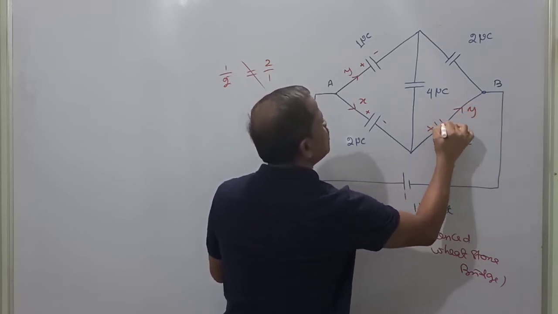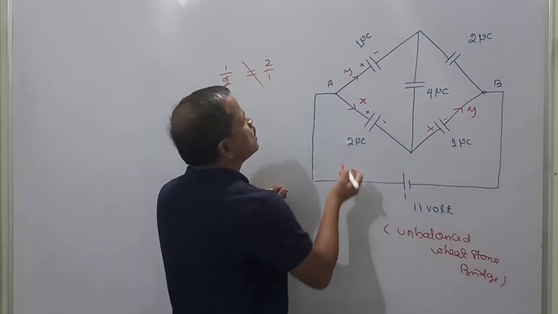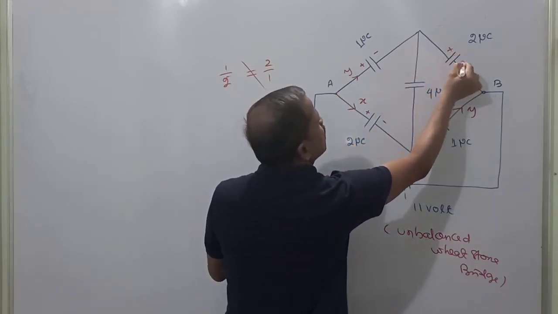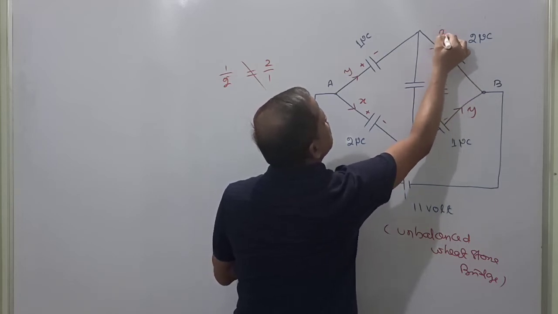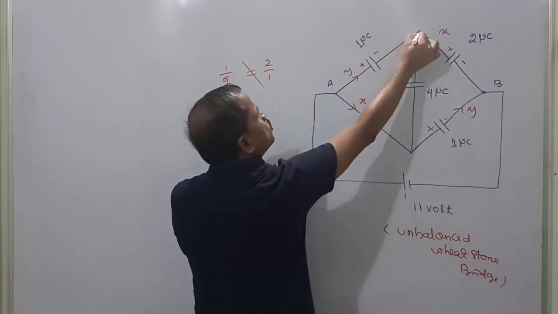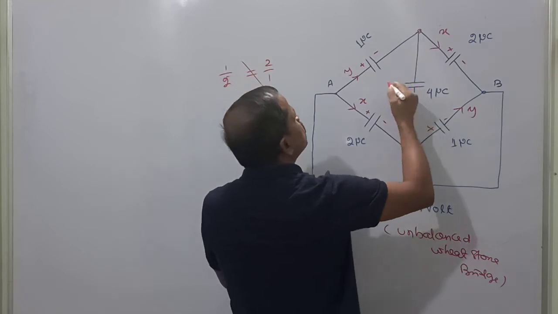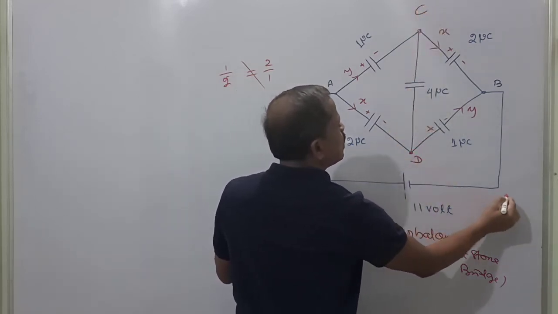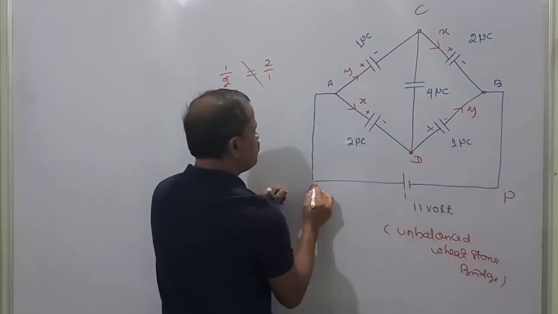Again it will be positive and negative. Since it is x, here it will be x. It will be plus, minus, and x. Now come to the junction. Let the name of the junction be C, the name of the junction be D, the name of the point be P, and the name of the point be Q.